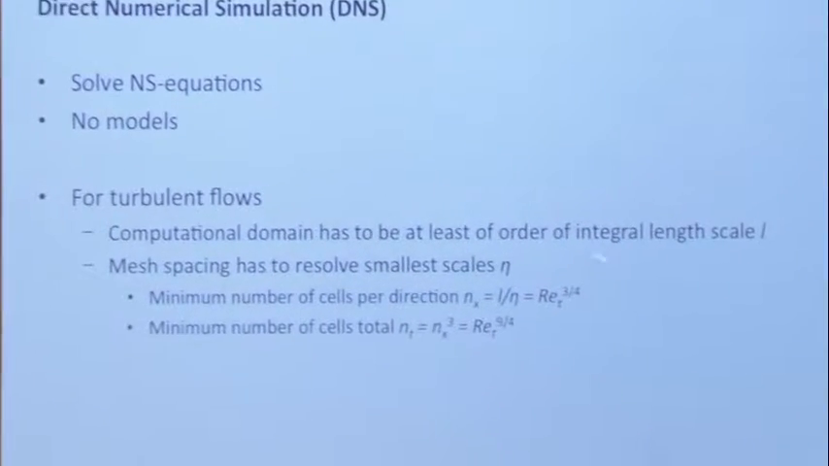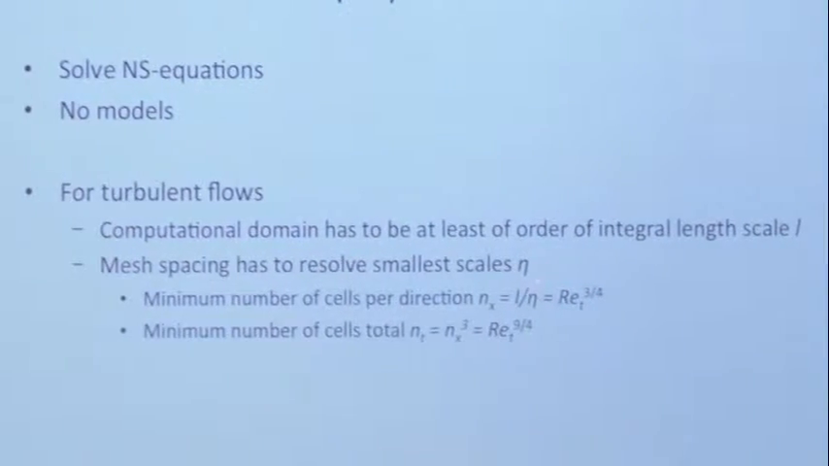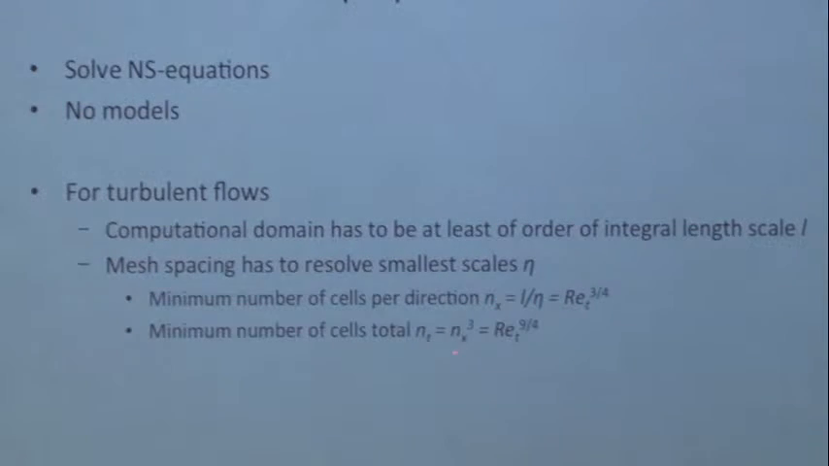We said L over eta is equal to Reynolds to the 3/4. That's what we got out of the Kolmogorov scaling a few slides ago. So that's the number of points I need in one direction. Now in 3D, we said turbulence is always 3D. This would be Reynolds to the 9/4.